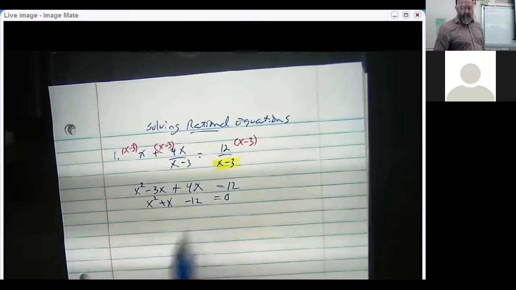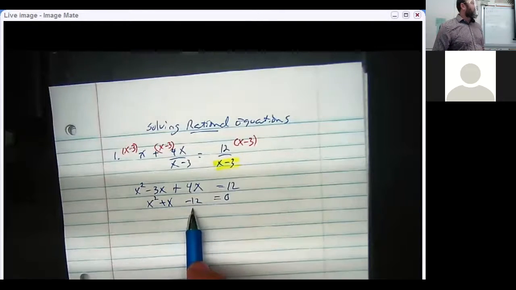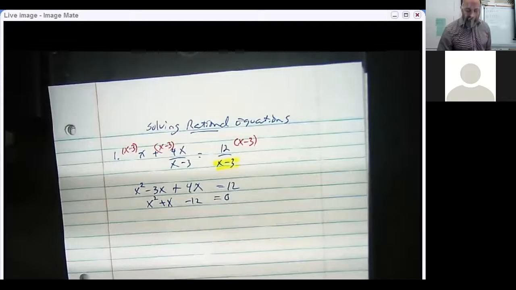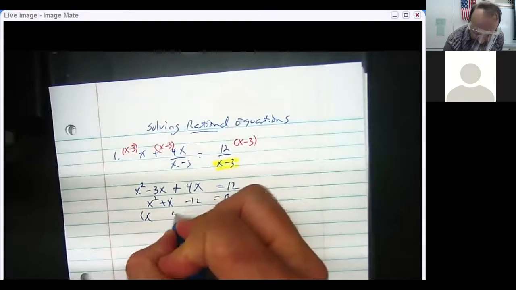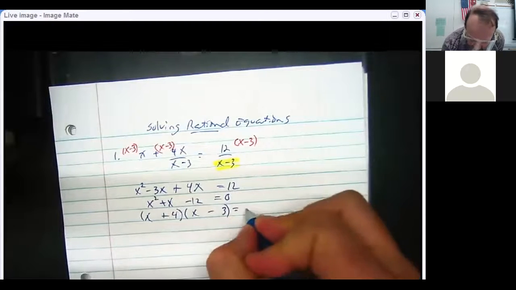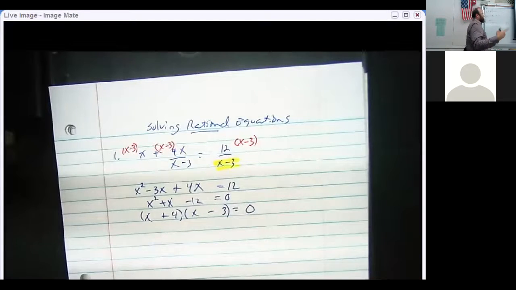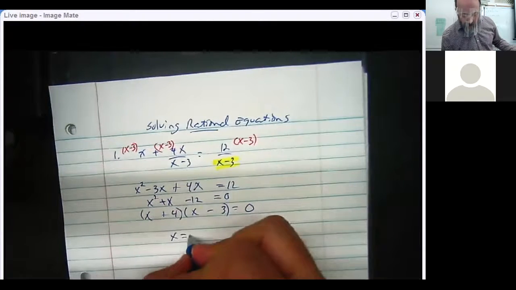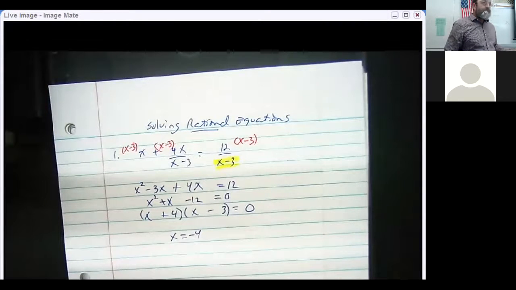Can you guys come up with 2 numbers whose product is negative 12 that have a sum of 1? 4 and 3. What kind of 4? What kind of 3? There we go. So what are the 2 answers that would make that go to 0? Negative 4 is one of the answers, and what's the other answer?